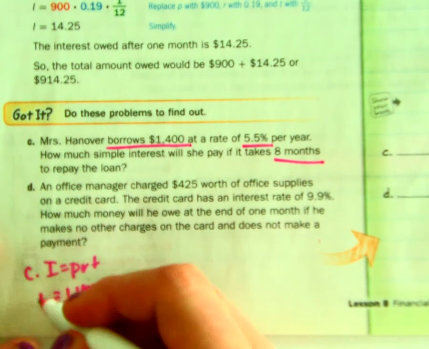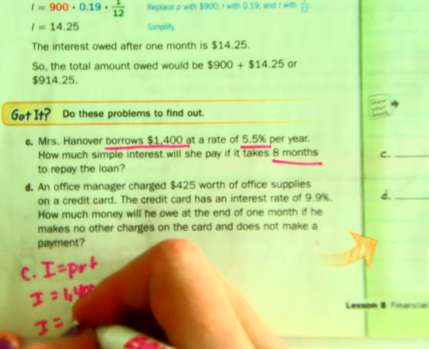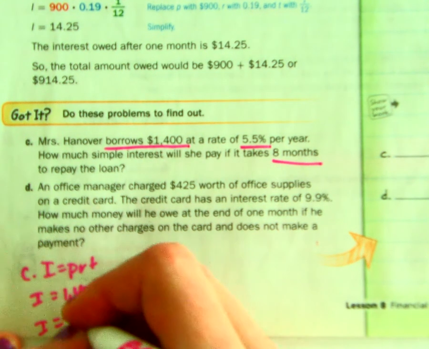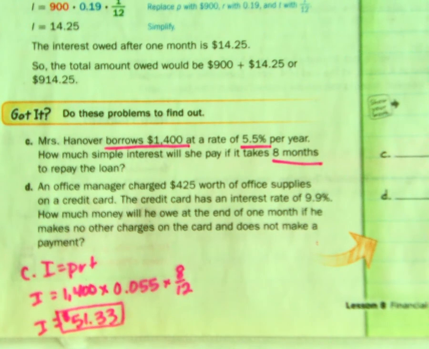So again, I'm solving for the interest. Then I'm going to take 1,400 times 55 thousandths times 8/12ths. And when I multiply that, I get 51.33. So we would have to pay an extra $51.33. So again, when we borrow money from the bank, we have to pay interest on that money. We're paying to use somebody else's money. So we'd have to pay an additional $51.33 here.